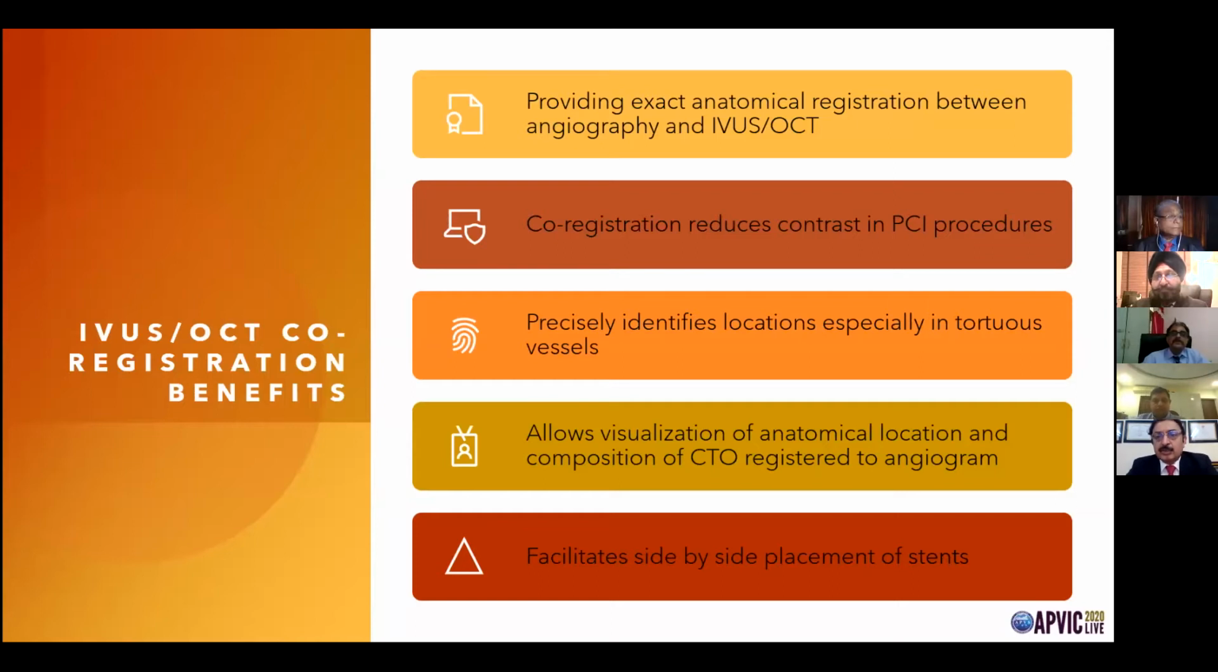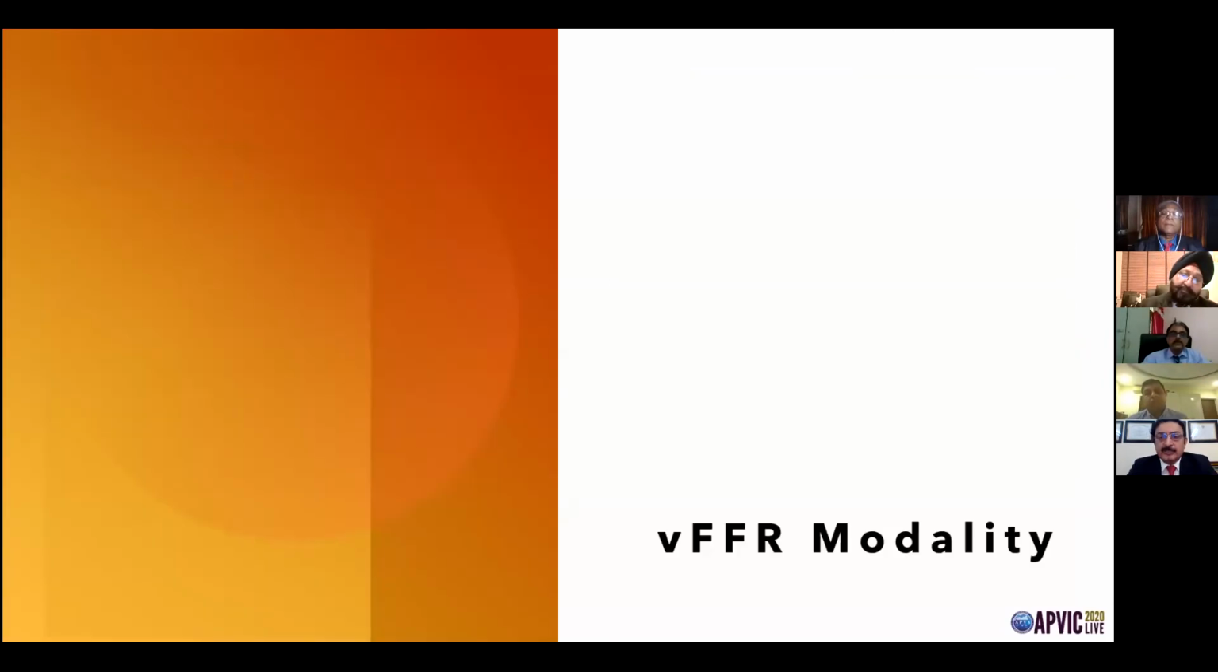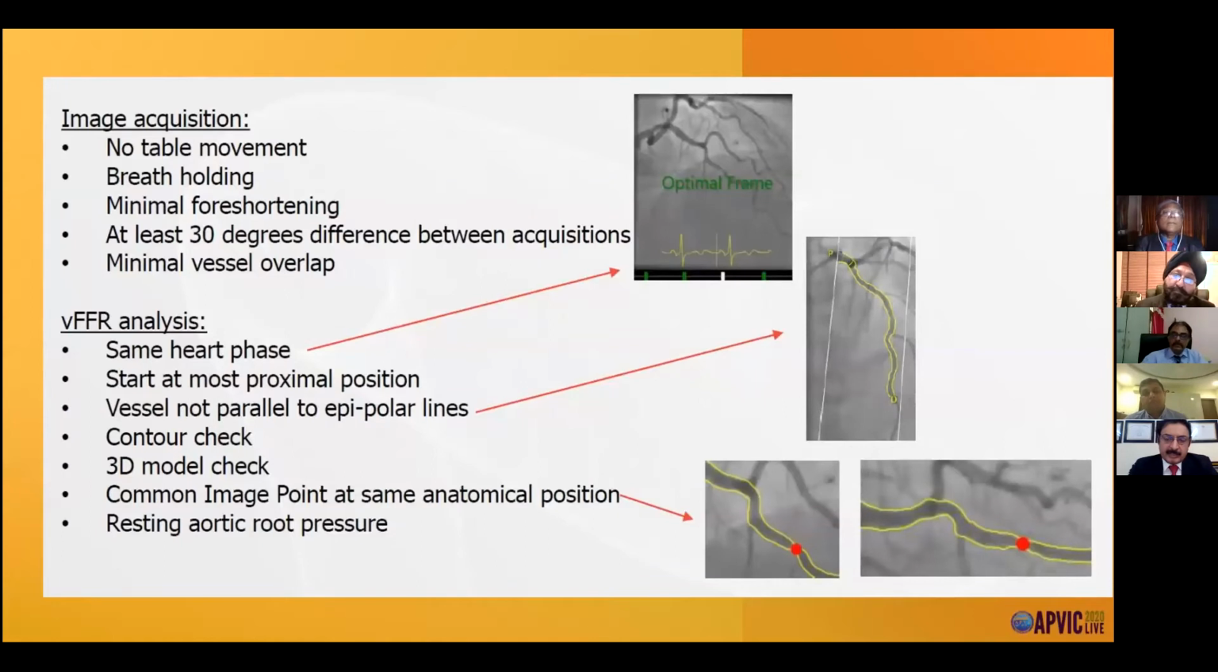So co-registration actually reduces contrast during PCI. It precisely identifies locations, especially in tortuous vessels, and allows visualization of anatomical location and composition of CTO registered to the angiogram, and it facilitates side-by-side placement of stents. So once this is there, what additional do we need?